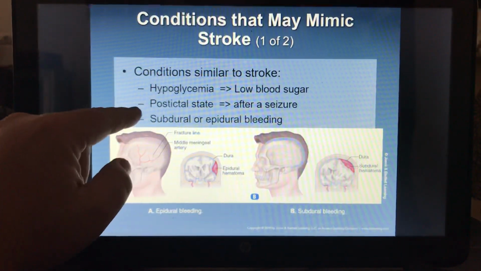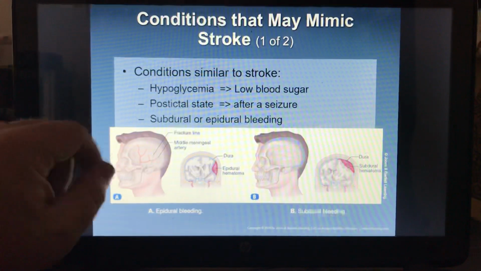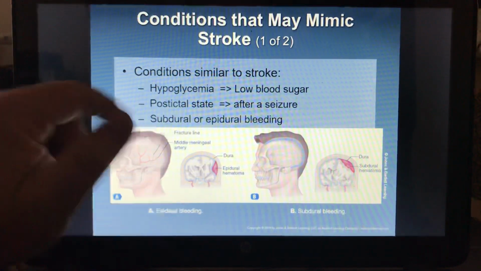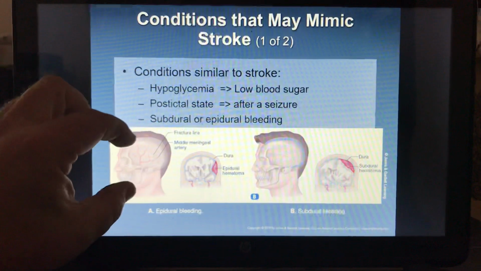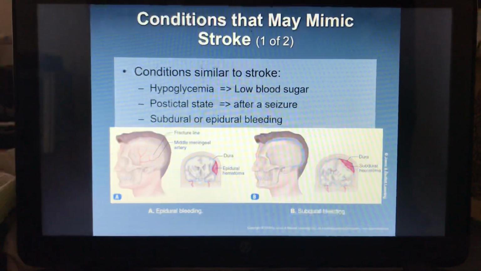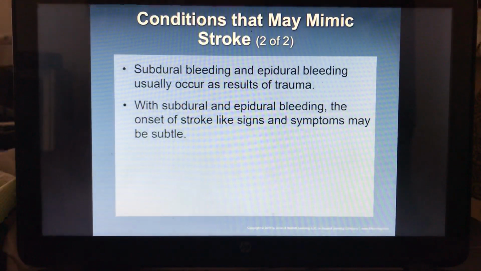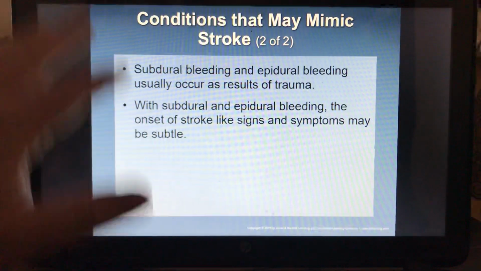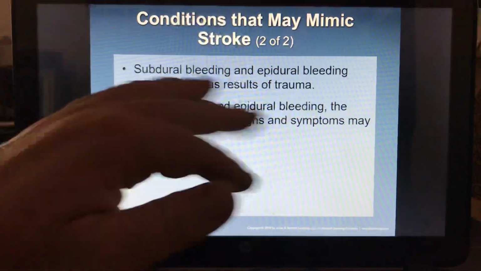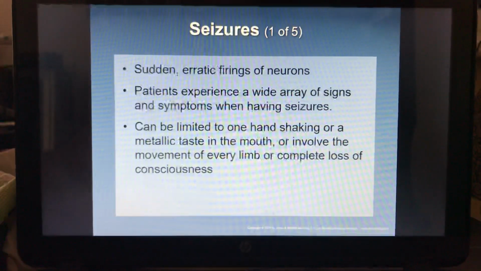Postictal state, that's after a seizure. We're actually going to get into seizures here in a minute. And subdural and epidural bleeding can mimic a stroke as well. But we'll get into that when we get into shock trauma.